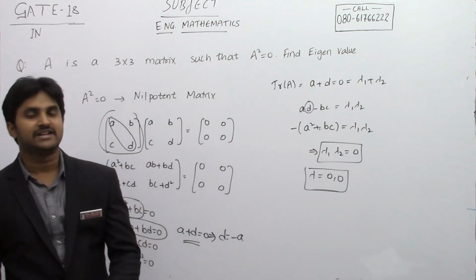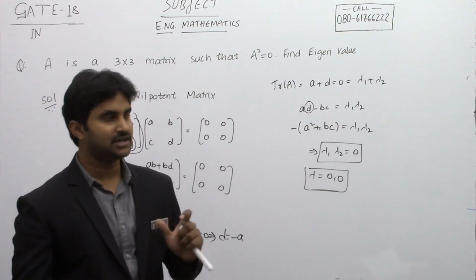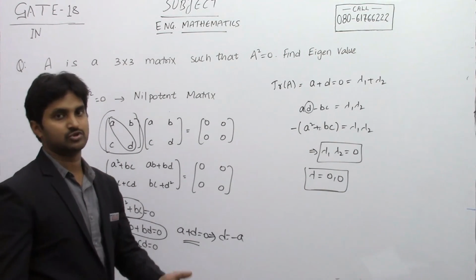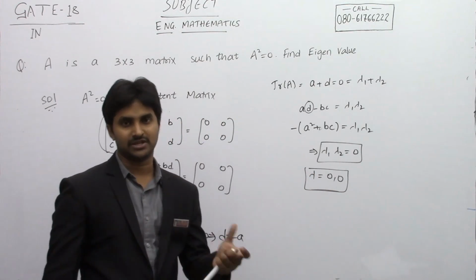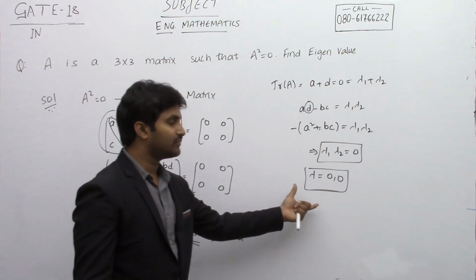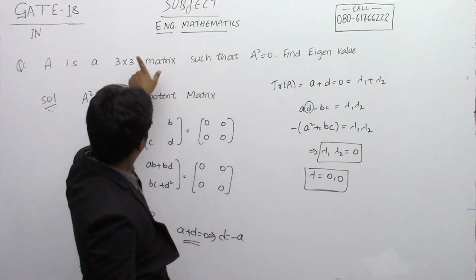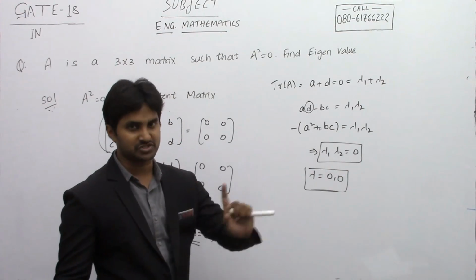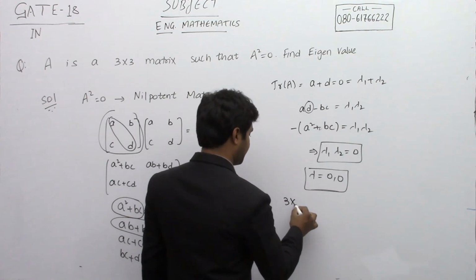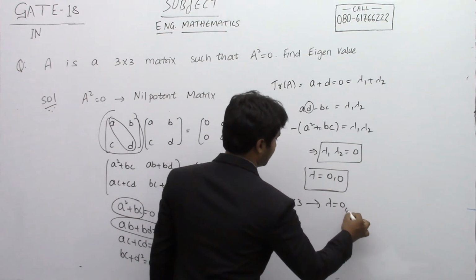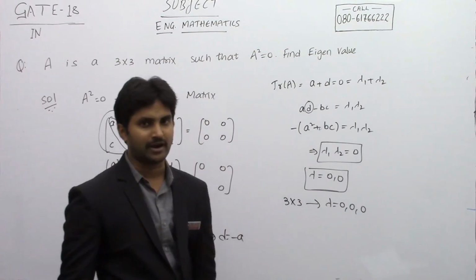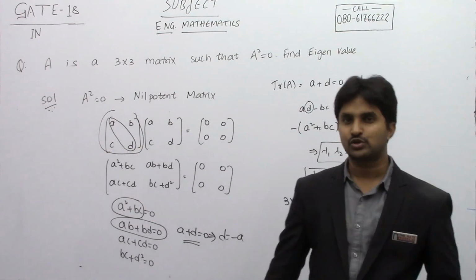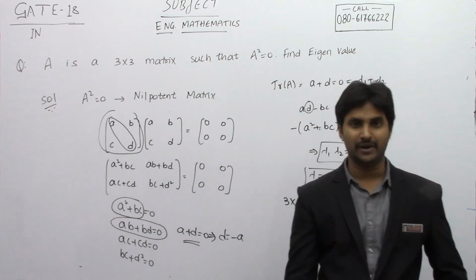So one learning here is that whenever you are considering a nilpotent matrix, A is a nilpotent of degree 2. Whenever A square becomes equal to 0, the summation of eigenvalues and the product of eigenvalues is equal to 0. It means that the eigenvalues are nothing but 0, 0. Even if it's a 3 by 3 matrix or a 4 by 4 matrix, whatever matrix you have, the eigenvalues are going to be 0 only. If it's a 3 by 3 matrix, eigenvalues are going to be 0, 0, 0. If it is a 4 by 4 matrix, it's going to be 0, 0, 0, 0. So all the eigenvalues are going to be equal to 0. So the answer for this question is 0.